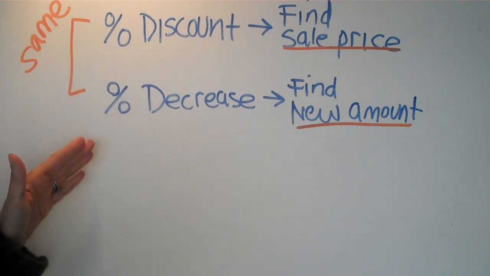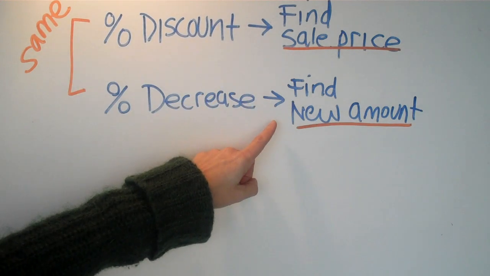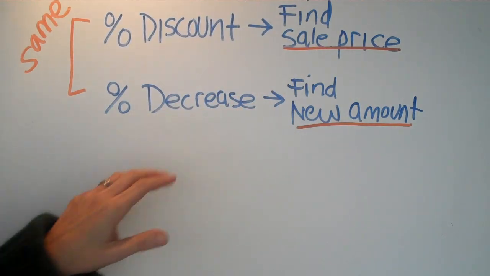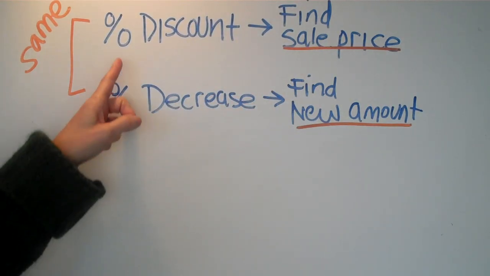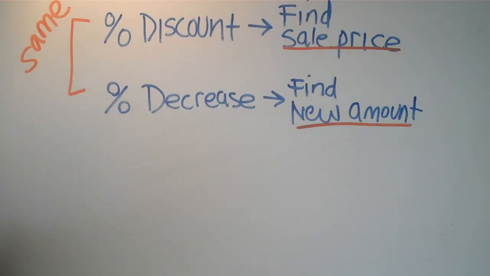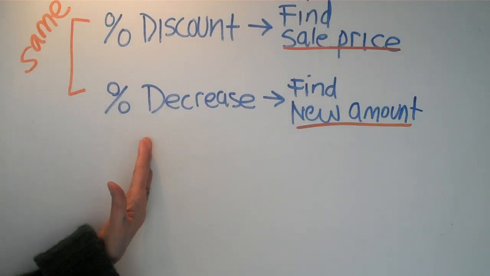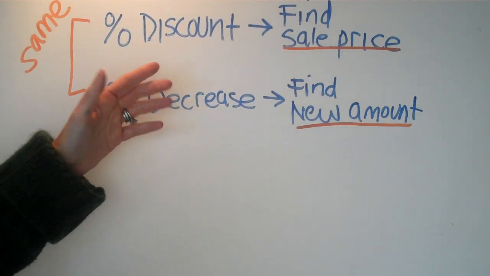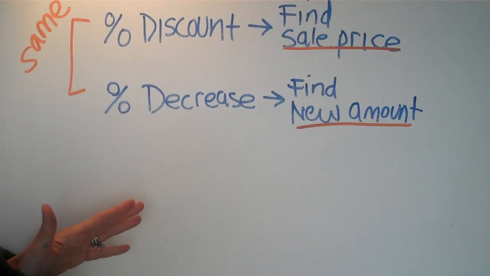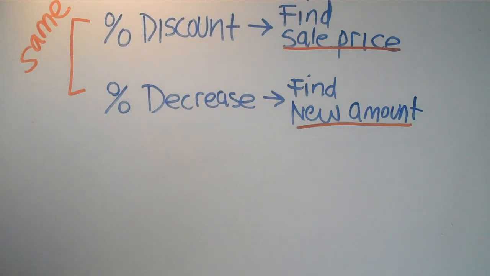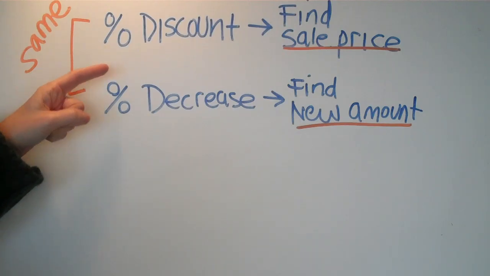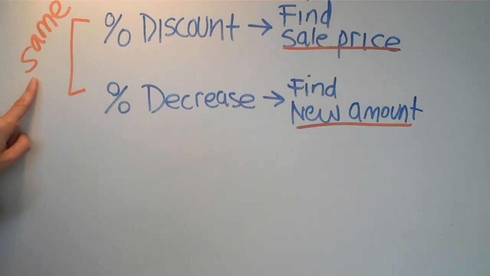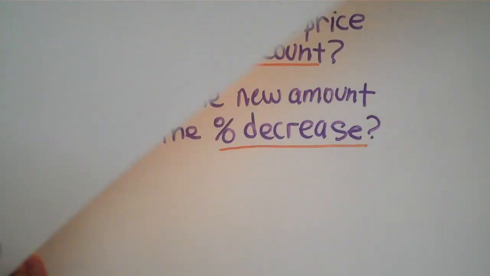They're going to give you these percents and you're going to end up finding a new amount based on this. In the last video, we just found the discount and how much the savings are. In this video, we're taking it another step. We know the discount is a certain %. We're going to take that % off of the original price and find out what our new price is. The % discount and % decrease are basically the same thing. They may say find the sale price, they may say find the new amount. It means the same thing, so just keep that in mind.